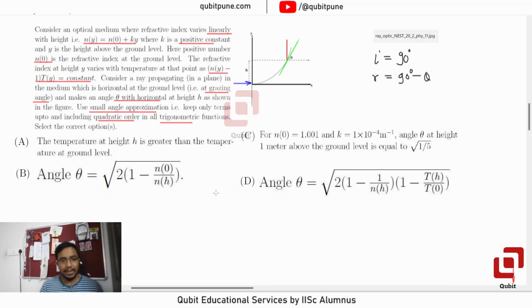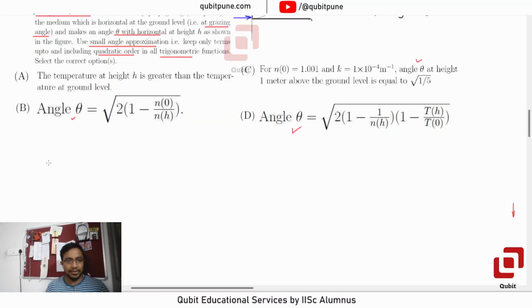If you look at options B, C and D, everywhere they ask for theta. So while we will apply Snell's law, we will be happy with not the angle made by the ray with the normal to the surface, but the angle made by the ray with the surface. We usually don't consider it, but this time we have to consider that. Also look at option A. Option A says temperature at height h is greater than the temperature at the ground. So let us start with that option first.